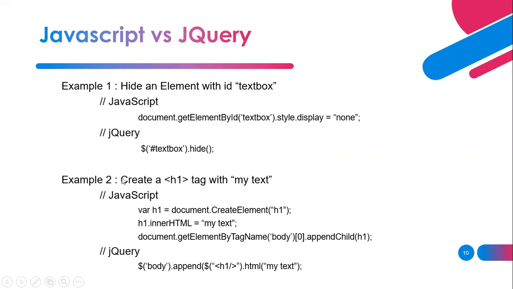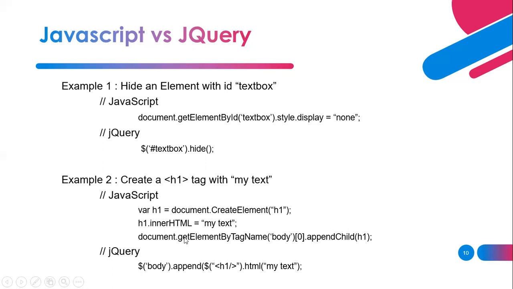And this is the second example. Create an h1 tag with my text. So we want to make a header and the text of the header is my text. If we are using JavaScript, these will be the 3 lines that we must write. For example, like this. We must make the variable first to create the element h1, and then we need to put something into the h1 using innerHTML like this.